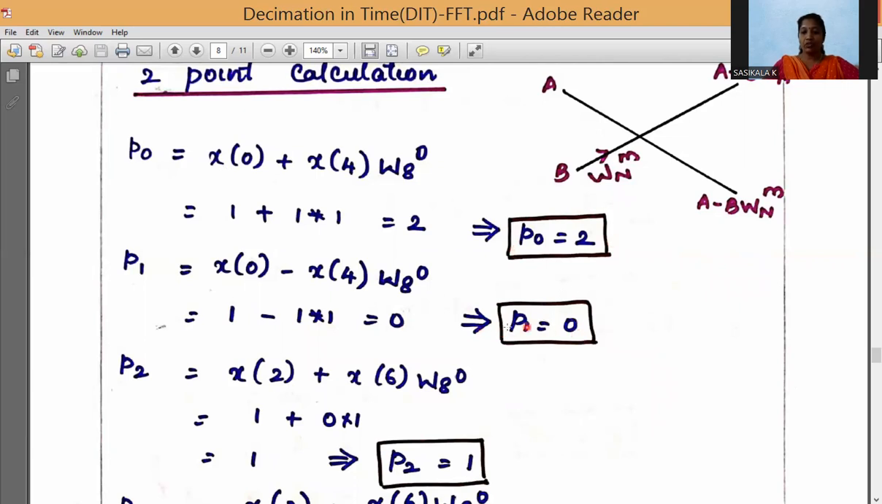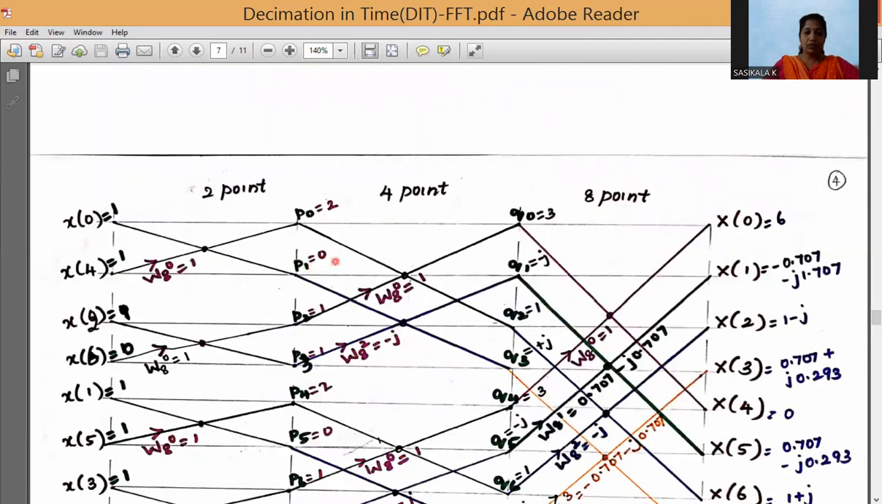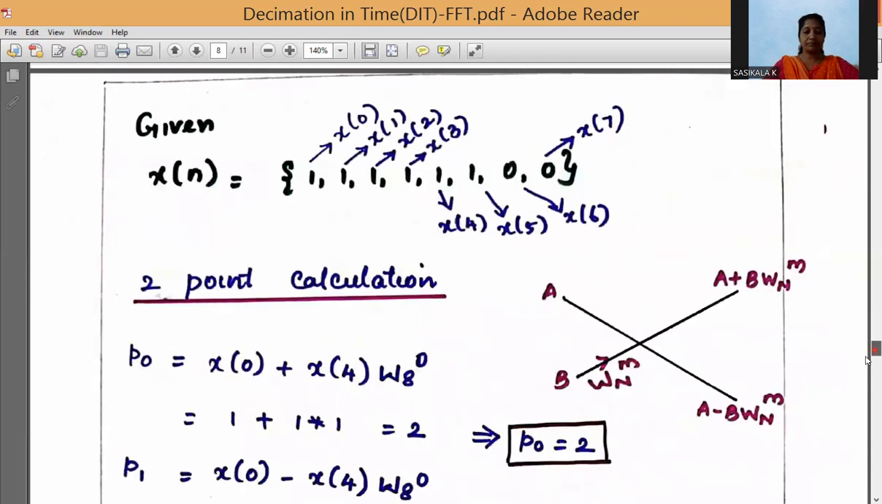So P0 equal to 2 and P1 is equal to 0. So substitute P0 is equal to 2 and P1 is equal to 0. And now consider the second butterfly. The second butterfly, what are all the inputs we are having? X of 2 and X of 6 are the inputs, the twiddle factor is W8 power 0, and the outputs are P2 and P3. Now we need to find P2 and P3. The inputs are X of 2 and X of 6.